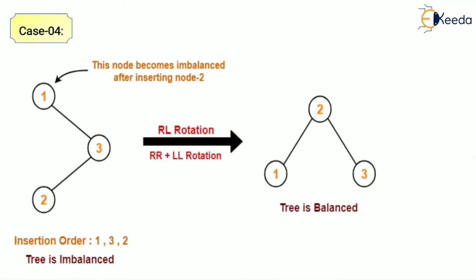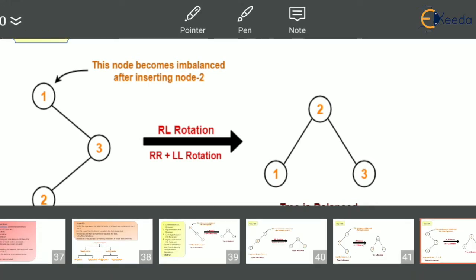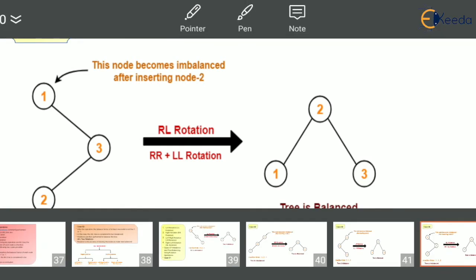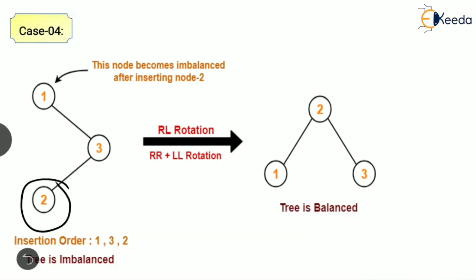Now the next case is case 4, which is the last case from the topic AVL tree, the right left rotation. In the case of right left rotation, right rotation plus left rotation is equal to right left rotation. In this case also the node becomes imbalanced after inserting node 2. At this stage I think you understand why node 2 is imbalanced. Here also this is imbalanced.